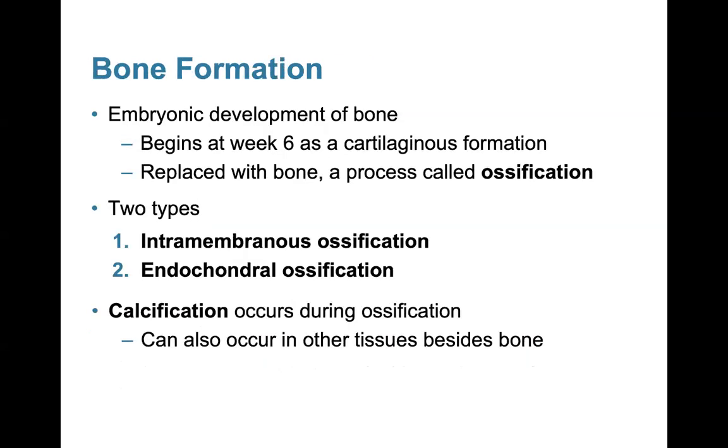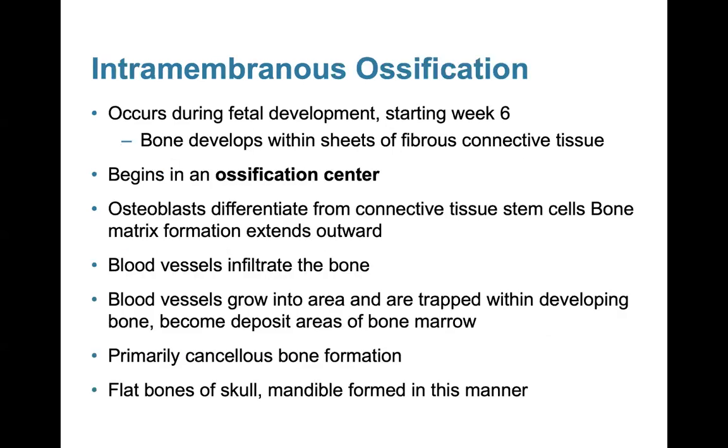So how do we form bone? Embryonic development of bone begins at week 6 as a cartilage formation. It's replaced with bone in a process called ossification. There are 2 types of bone formation: intramembranous ossification and endochondral ossification. Calcification occurs during ossification. This can also occur in other tissues besides bone. For example, cardiac muscle tissue can calcify over.